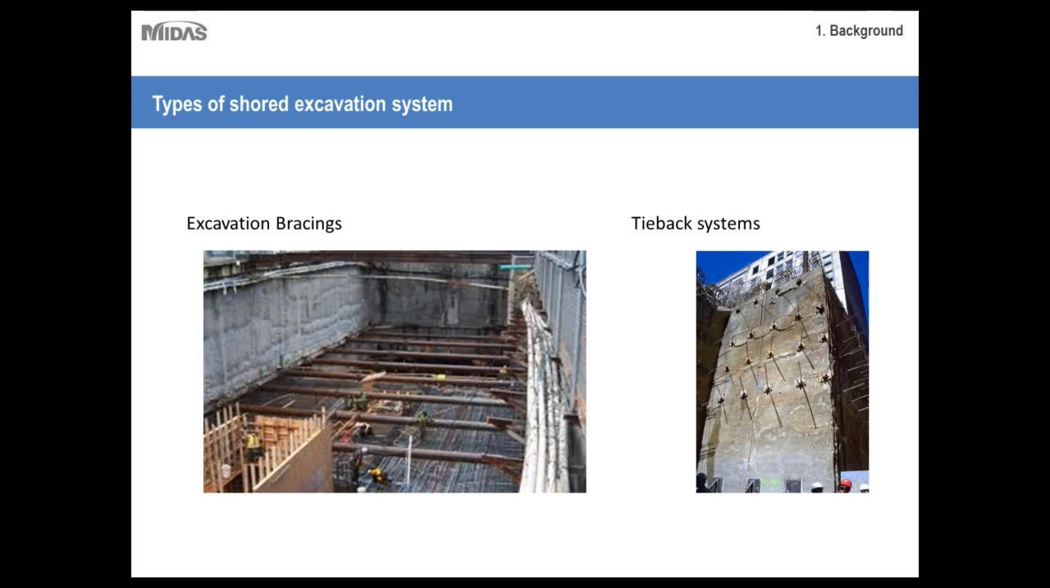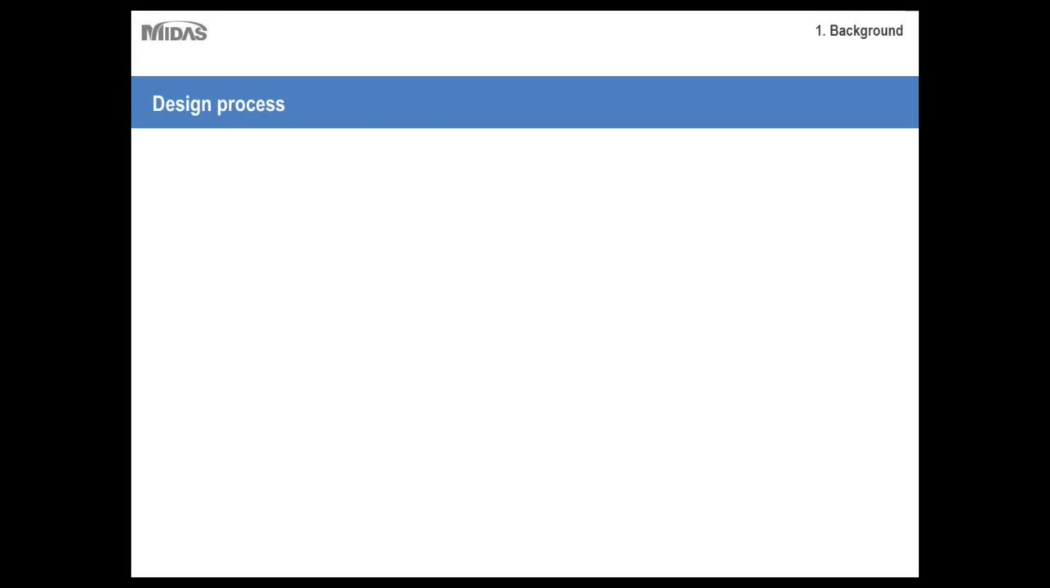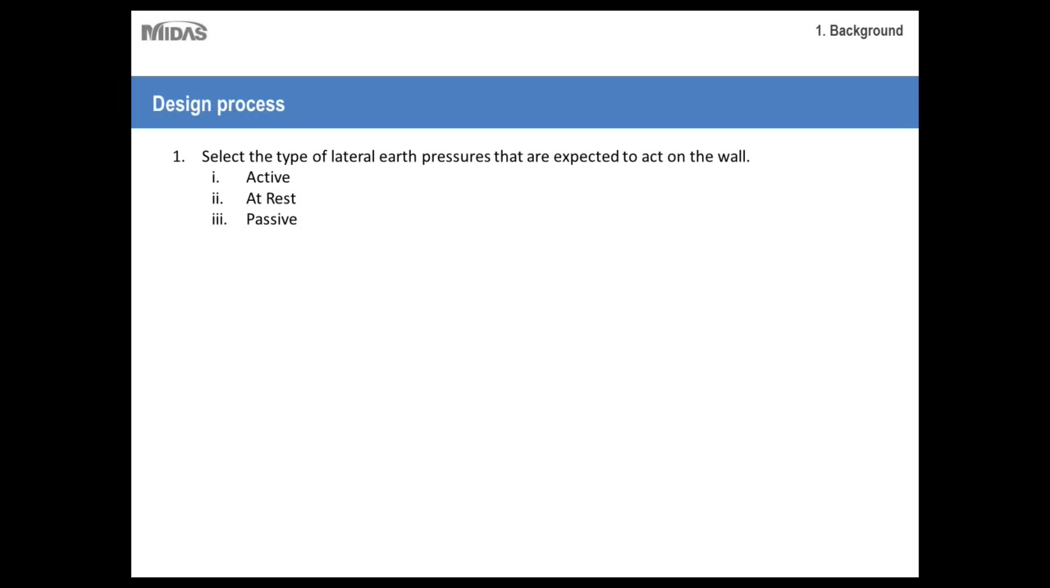So now let's move on to the design process of these excavation supporting systems. I'll go through the steps that are involved in the design process one by one, starting with the first step, where we have to select the type of lateral earth pressure that are expected to act on the wall. Usually, as we know, there are three types of lateral earth pressures: earth pressure at active, at rest, and passive. So here you can see the directions where these earth pressures are acting. If this is our supporting system, then behind the supporting system, the earth pressure is considered active. In front, it's passive. And at rest is the earth pressure, which is at a stable strata far away from the actual excavation edge.